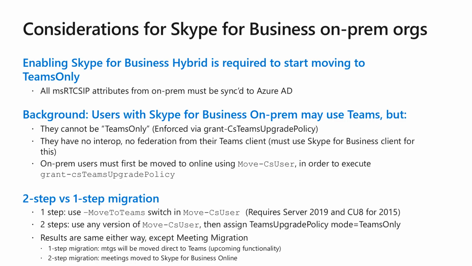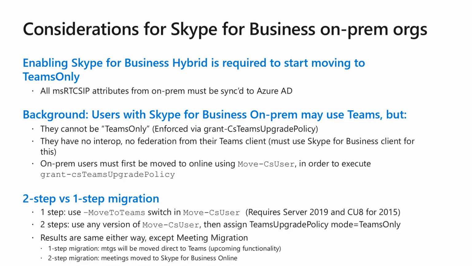Now, you can do that one of two ways. You can do that through the one-step process that we mentioned here, which is part of the upcoming cumulative update to Skype for Business Server 2015 or Server 2019. And we've added the -MoveToTeams switch to the Move-CsUser commandlet. So you can simply run this one command and we'll do it all for you in one shot. We'll move the account from on-prem to online, migrate all the relevant data to online, and then apply the Teams upgrade policy of Teams only mode to the user, all in that one commandlet.